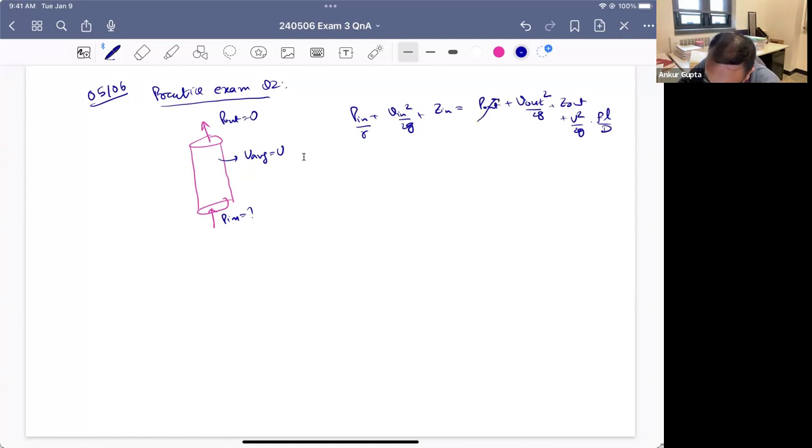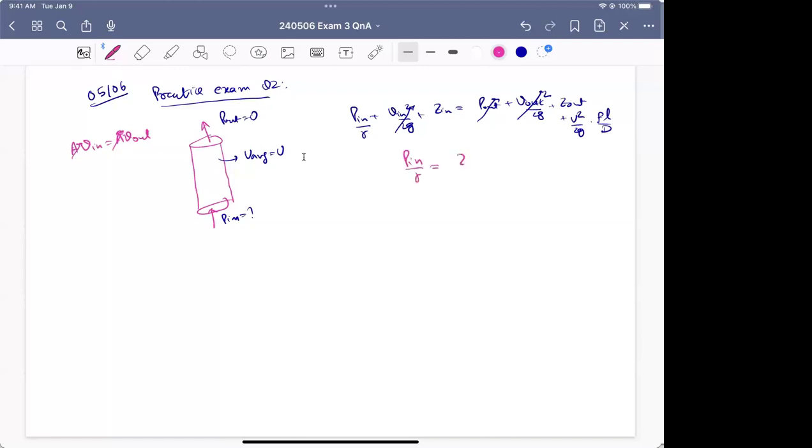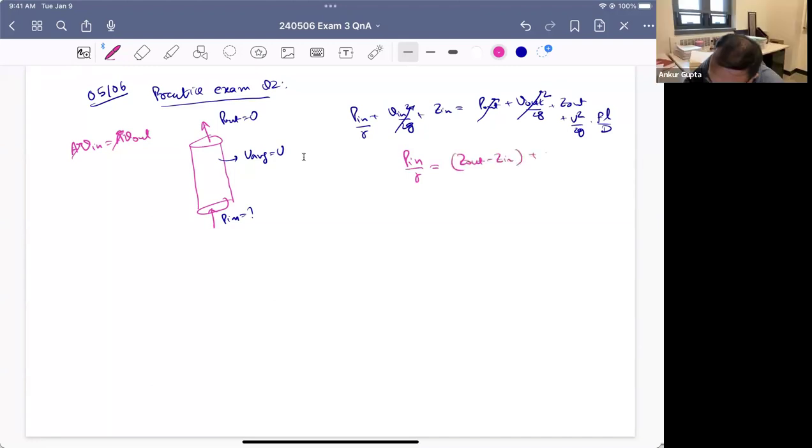We also know V in is equal to V out because the pipe is straight. So A V in is equal to A V out from the continuity equation, and so we can cancel that out, and Z in minus Z out is L. So Z out minus Z in is L. So P in by gamma is equal to Z out minus Z in plus U square by 2G into FL by D. Right? And this is the length of the pipe.